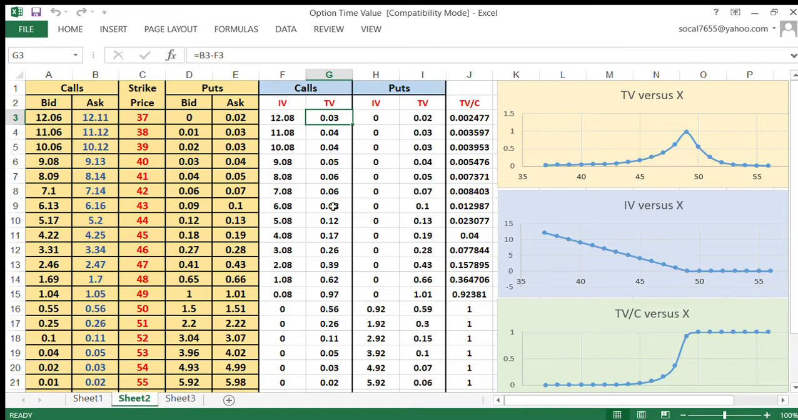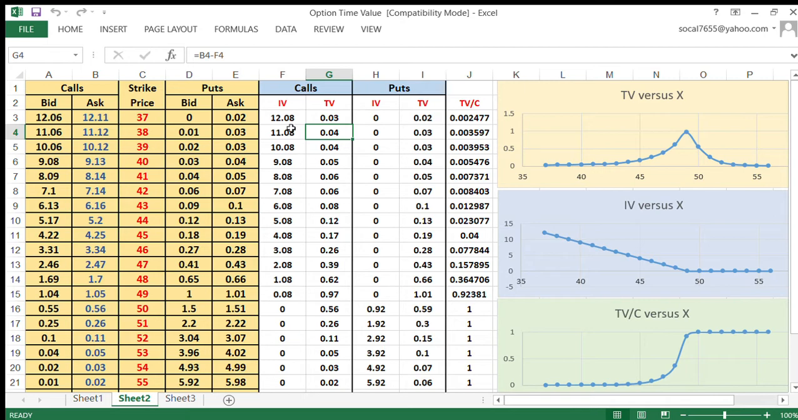So I'll just show you one more with the 38 strike. Remember, the stock price is 49.08 minus C4, which is the strike price of 38 now. So intrinsic value is 11.08. And since the assumed price is 11.12, we subtract the 11.08 from that, and we get the time value of 4 cents. And I do this for all of them.